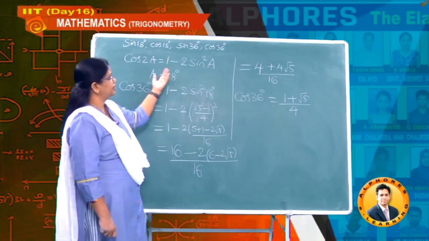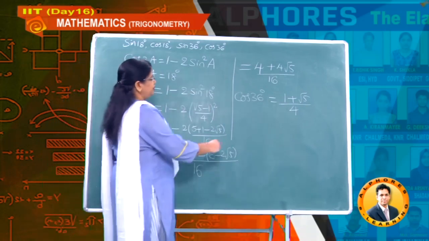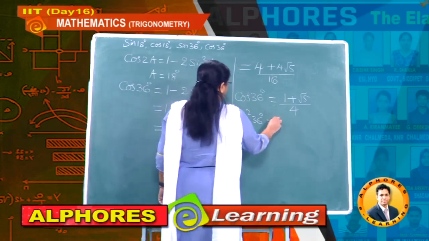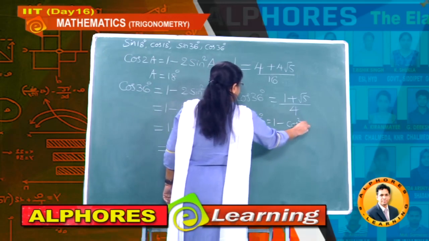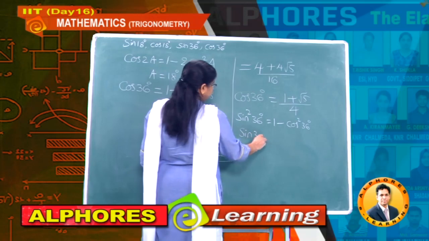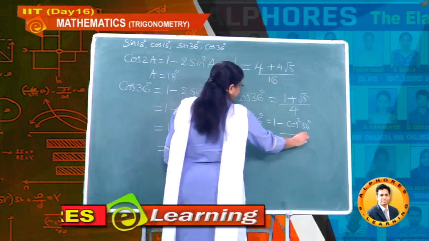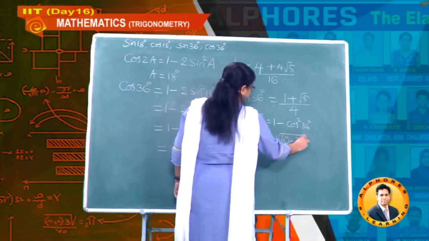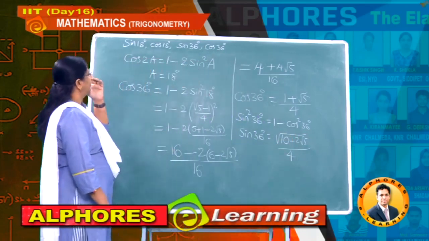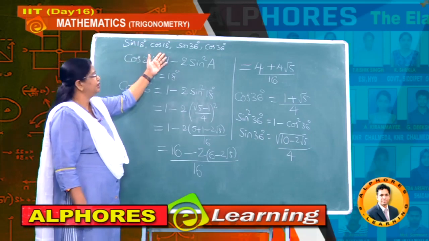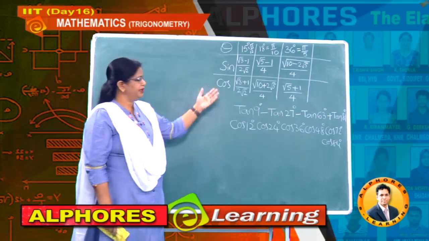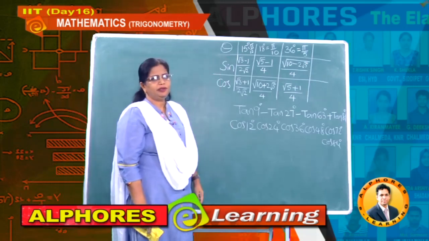So, in the same way you got this, and if you use the formula sin square 36 degrees equal to 1 minus cos square 36 degrees, students, you can obtain clearly sin 36 degrees is nothing but under root of 10 minus 2 root 5 whole divided by 4. So, in this way we can get here values of sin 18, cos 18, sin 36 and cos 36. Okay. So, students, observe whatever results till now we have proved.